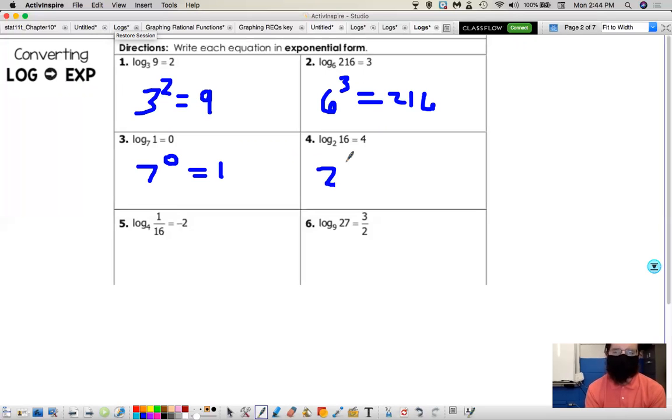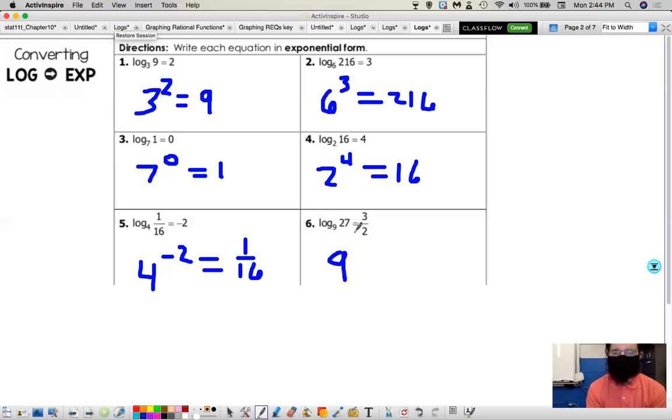2 to the 4th power is 16. 4 to the negative 2, sure, is 1/16. So what we did here was we reciprocated and squared it. So 4 squared is 16, flip it, 1/16.